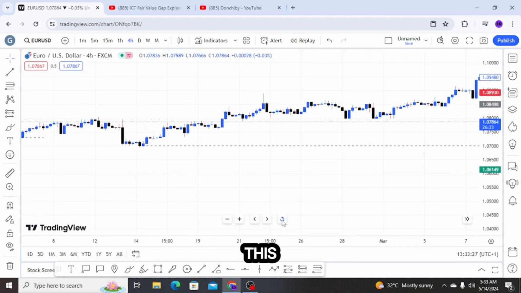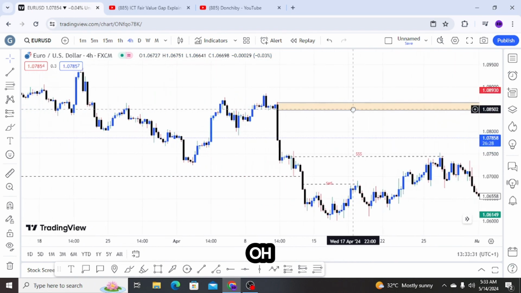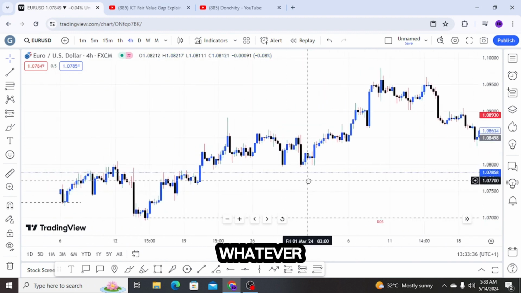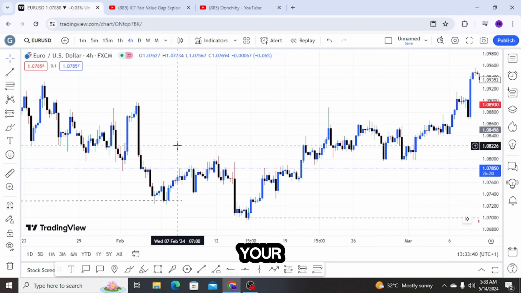Okay, so look at it right here now. So this is the 4 hour time frame now. Let me start looking for more of it. You can see that whatever time frame you are using, you can use this fair value gap for either your entry or anything.